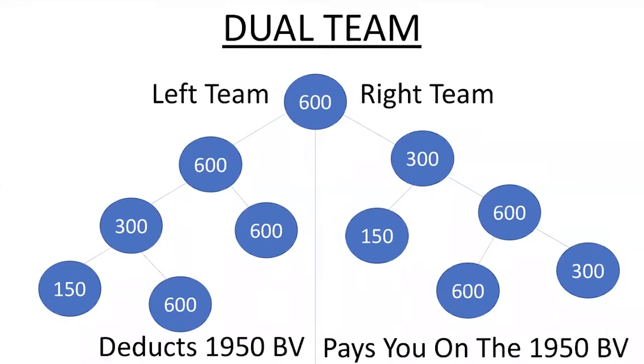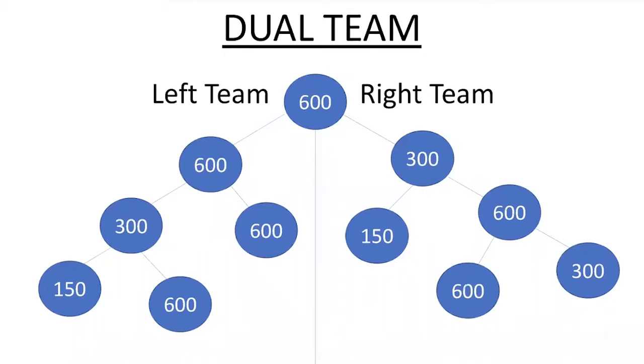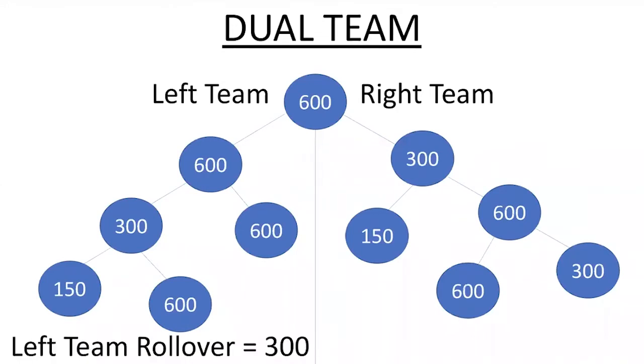And here's what happens then to your left team. Your left team will deduct the same as the right, 1,950, but because the left team has slightly more volume, here's what happens, and here's the really cool thing. 300 points will then roll over, and it will start the following week with 300 points already on the left team, because your left team brought in 2,250, your right team brought in 1,950, so it pays you on the 1,950, and the difference between the stronger leg and the lesser leg, which is 300 in this instance, that rolls over, and it already starts the following week with that volume.